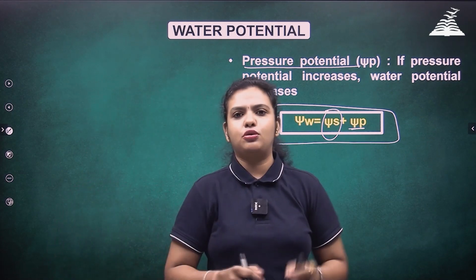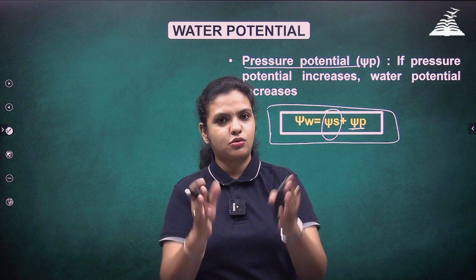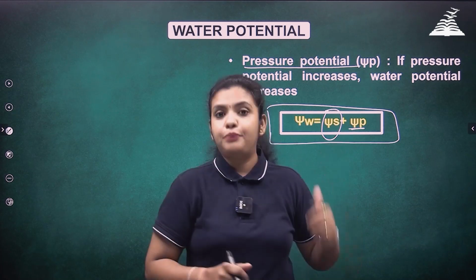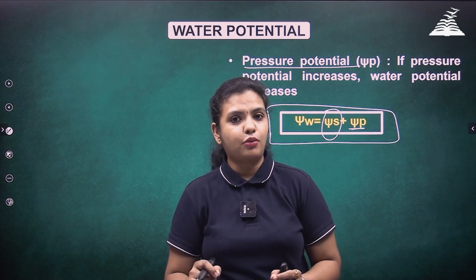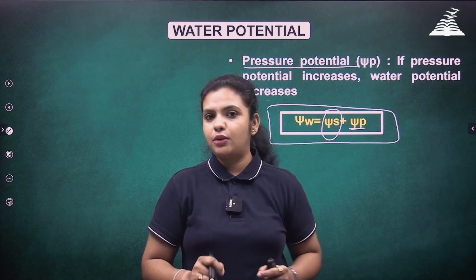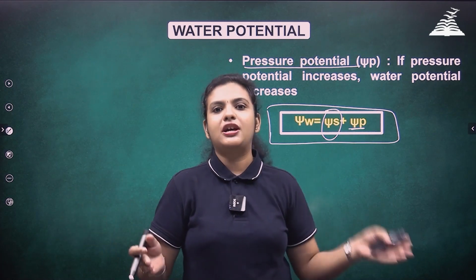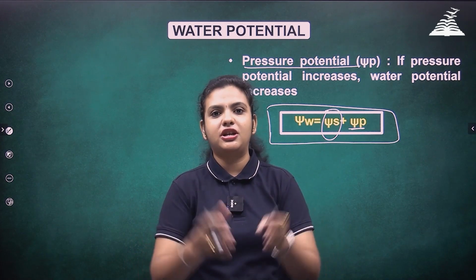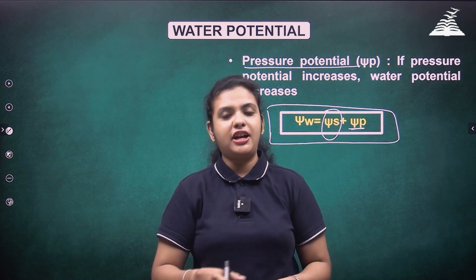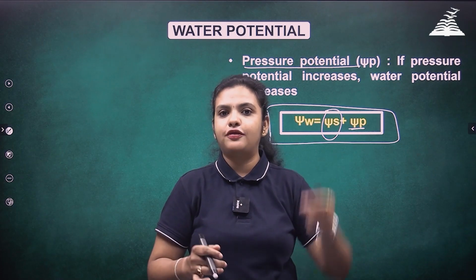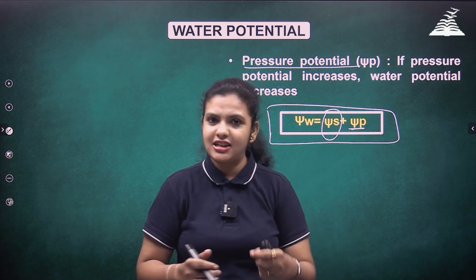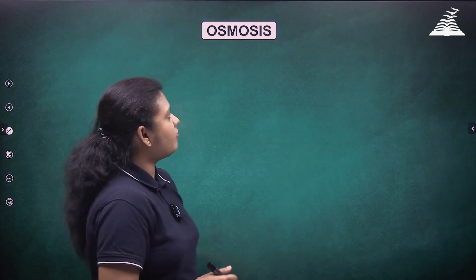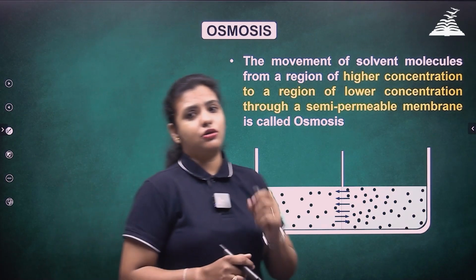Very simple concept, students. This is all about water potential. What is water potential? Ability of water molecules to move freely. Pure water has got maximum water potential. Who is going to affect the water potential? Solute molecules and the pressure they apply. So solute potential plus pressure potential will give you water potential, and the water potential of a solution is always less than 0, which is negative. Right? Yes.